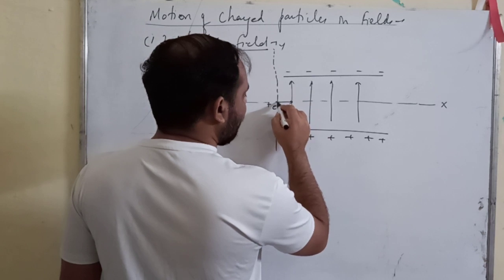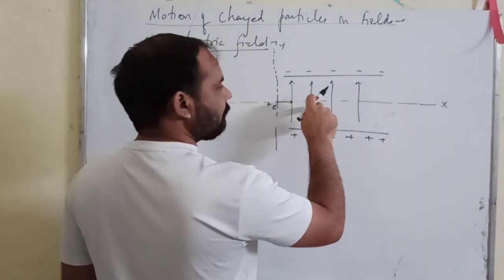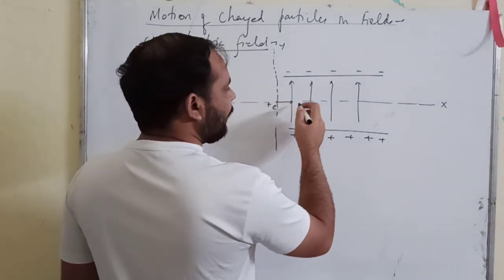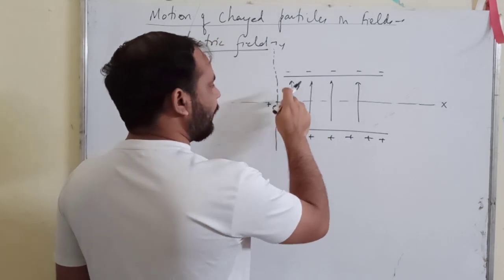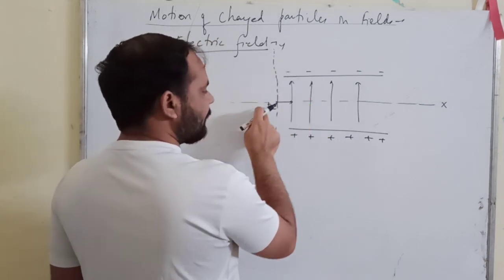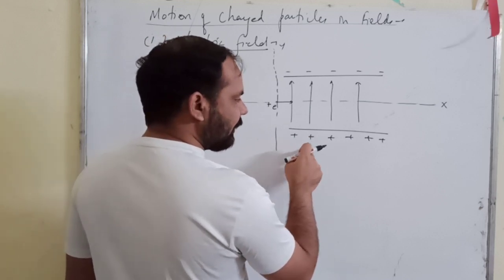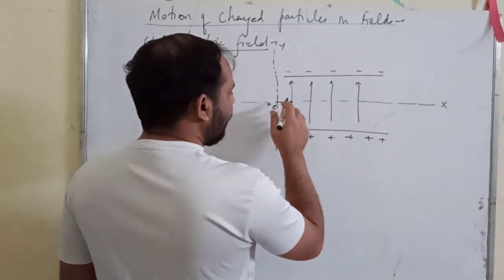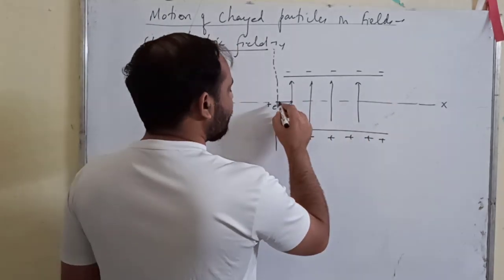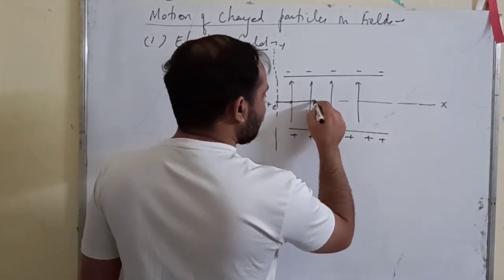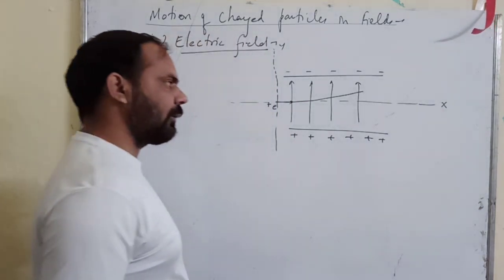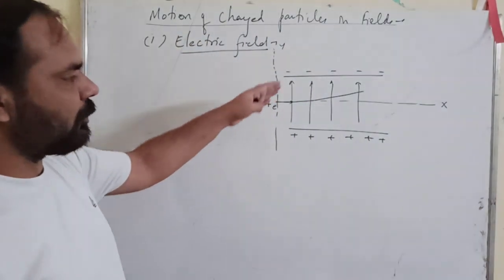As this charged particle enters inside the electric field, it will experience an attractive force from this negative plate, and will experience a repulsive force from this positively charged plate, and instead of going straight, the charged particle will move like this.